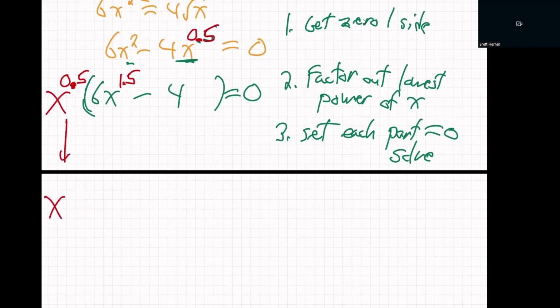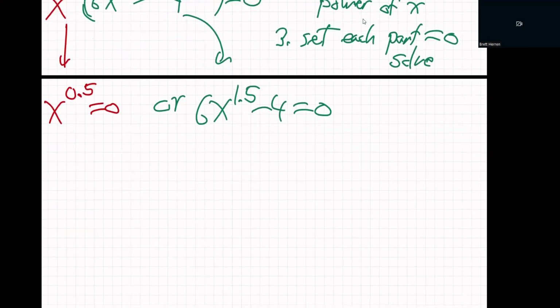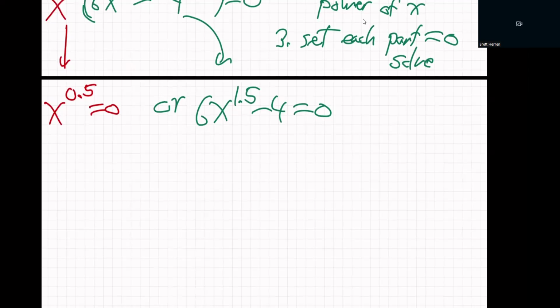It's just logical. So the first one, x to the 0.5 is 0. Or the second one, 6x to the 1.5 minus 4 is 0, right? If two things are multiplying to equal 0, that means the first one could be 0 or the second one could be 0. So how do you finish this one? Well, it might help you to see it if you go back to this is a root x. That's what that really is, right? It's a root of x. And so what do you do there? You square both sides. Remember, a half power is a root x. So then squaring both sides, x is just 0.